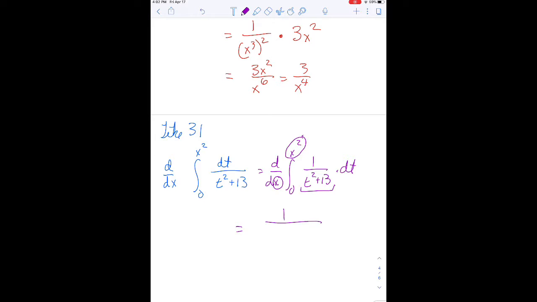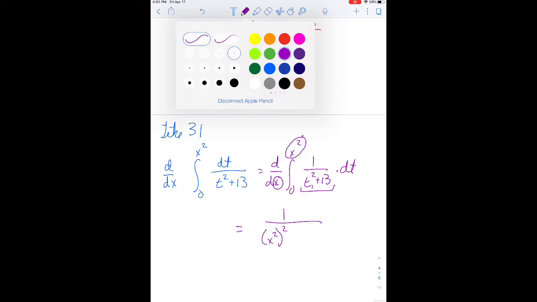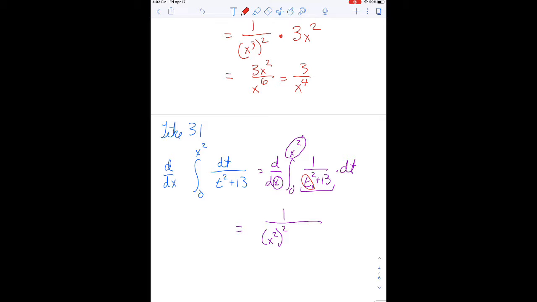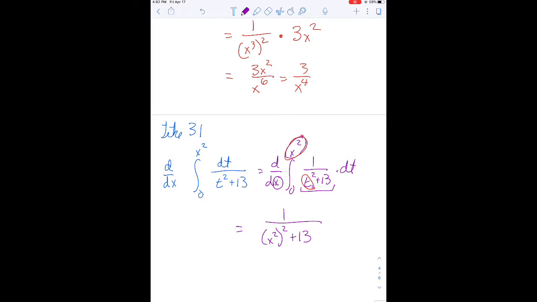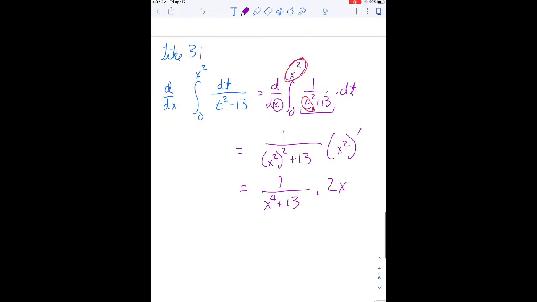So this will be 1 over x squared squared. I replaced my t with my x squared. And then I need to take the derivative of x squared. It's just my chain rule. 1 over x to the 4th plus 13 times 2x. Here I don't have any cancellation because I don't have a 13x, I just have a 13.